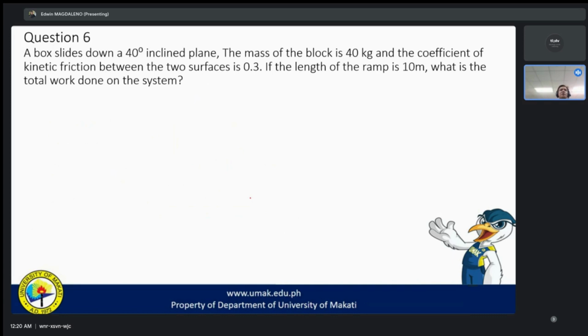So the first thing that we need to do with this problem is to draw the problem. I-draw natin diagram. Let's assume, hindi naman kailangan eksakto ang diagram natin, as long as the data are there. So we have here theta to be 40 degrees. Let's say this is the block that is moving downward. So may motion siya pababa.